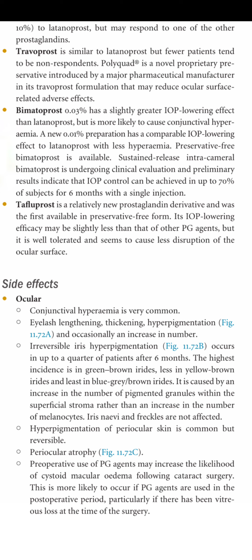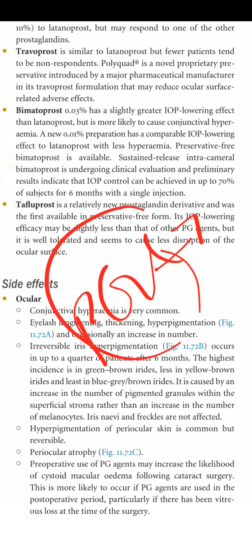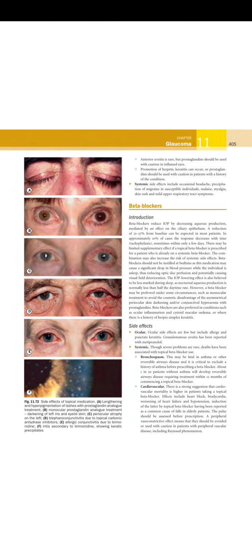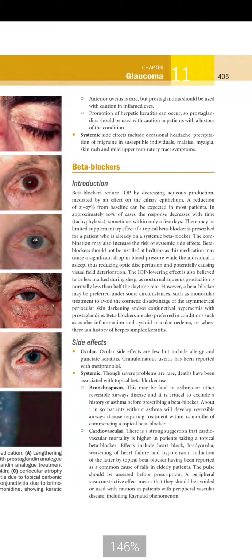Periorbital atrophy. Preoperative use of a prostaglandin agent may increase the likelihood of cystoid macular edema following cataract surgery. This is more likely to occur if prostaglandin agents are used in the postoperative period, particularly if there has been a vitreous loss at the time of the surgery. So with the prostaglandins, there can be cystoid macular edema as well. So they are not used in a case of postoperative cataract, especially if there is a vitreous loss in that surgery.